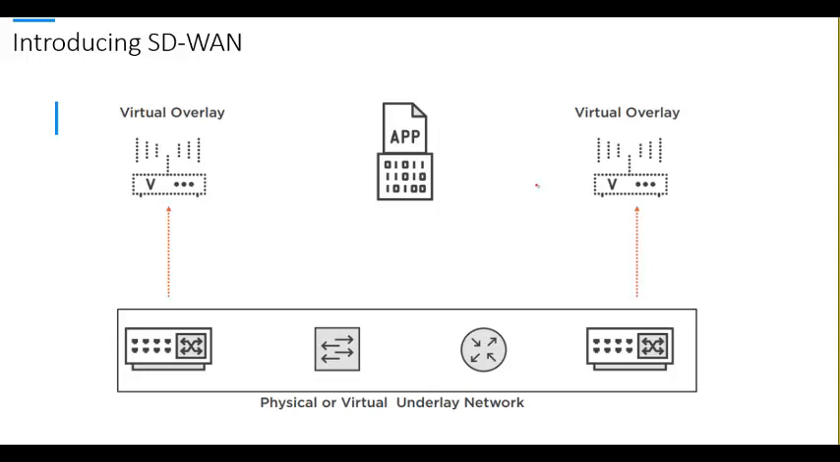All right. So here, what we see is whether it is a physical or a virtual underlay network, SD-WAN doesn't care about it. Why? Applications are bound to the path, not to the link. In SD-WAN, we have a virtual overlay. For each application, you will have a specific topology. For each application, you will have a virtual overlay.